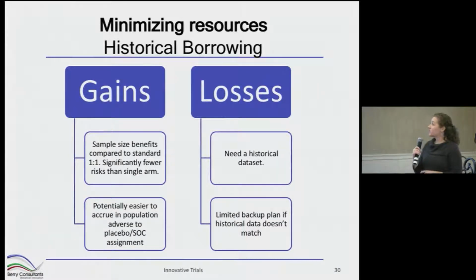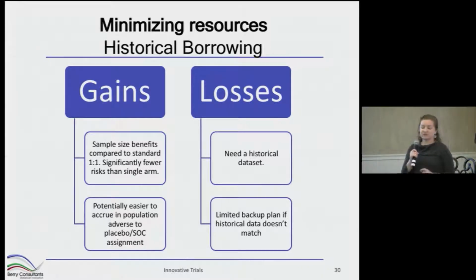So historical borrowing, and we'll talk through a little bit of the details of how this happens. The gains here is that because we're using that historical information, we require fewer subjects in our randomized trial. So the sample size benefits compared to a standard 1-to-1 randomized trial are significantly smaller. So that lowers our risks.